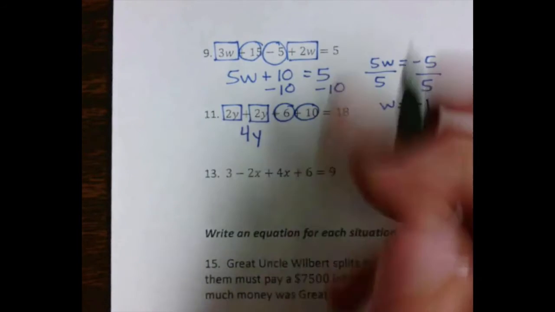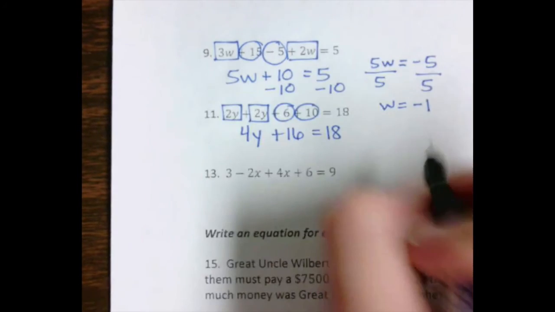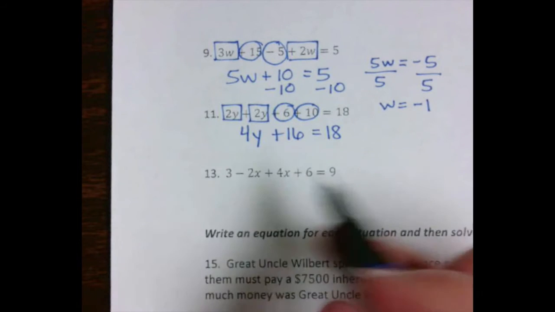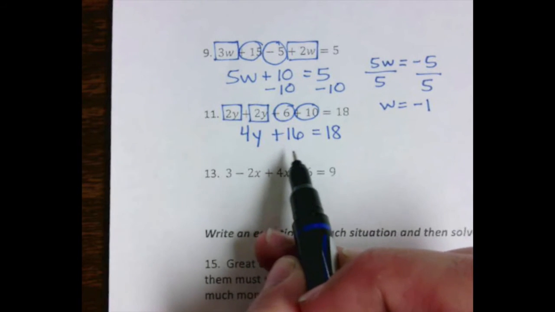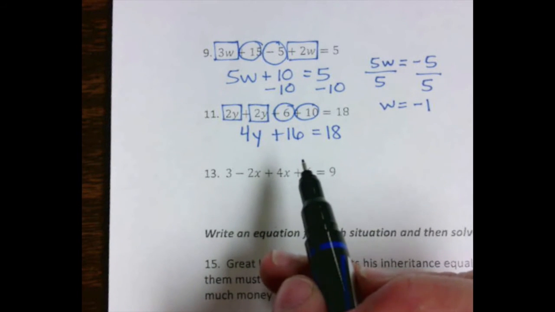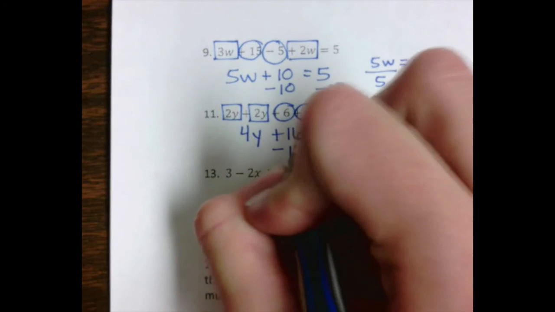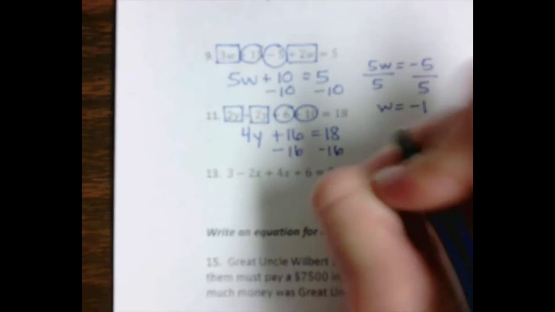And then 6 plus 10 is 16. And that all equals 18. So the first thing you need to do is move over your 16. But how do you do that? You need to do the inverse operation of that. And whatever you do to one side, you do to the other.